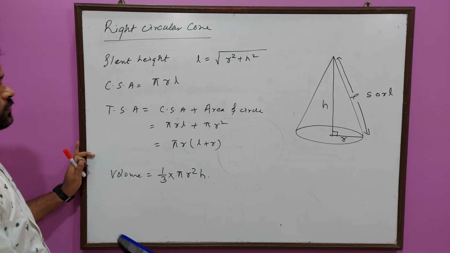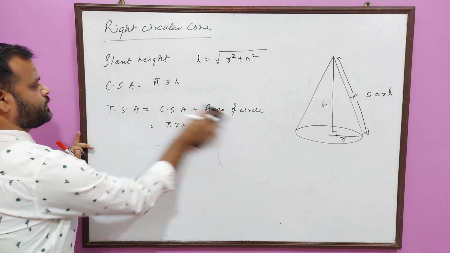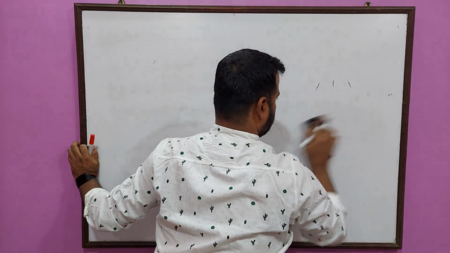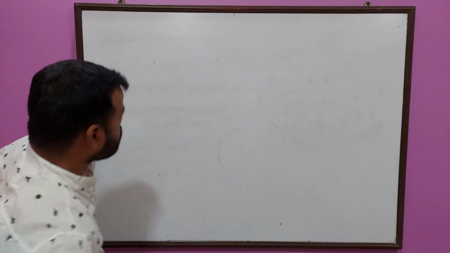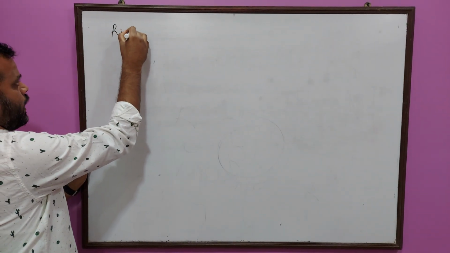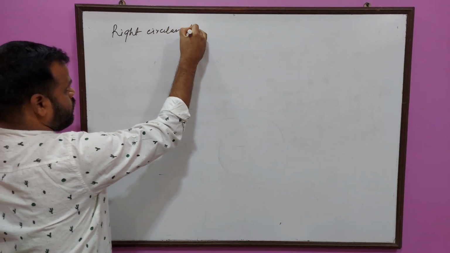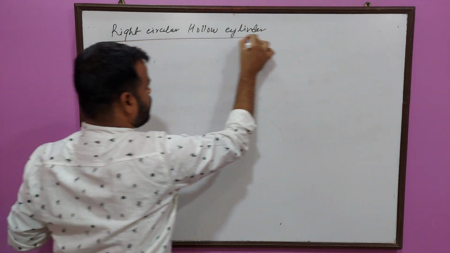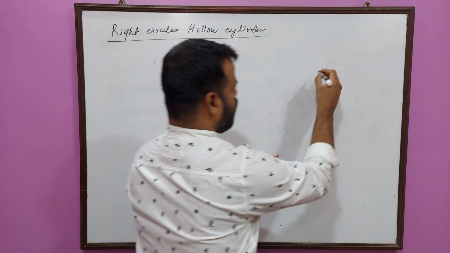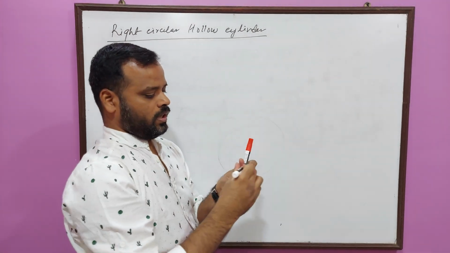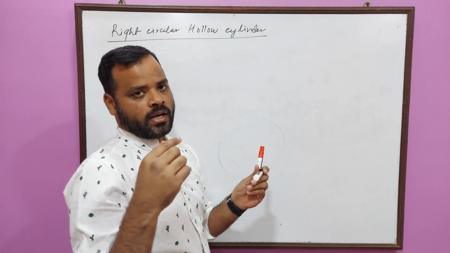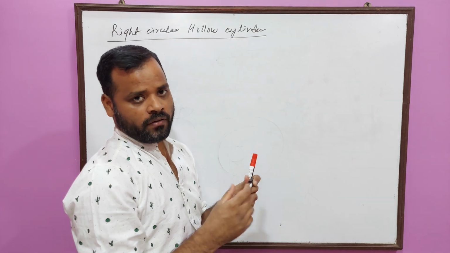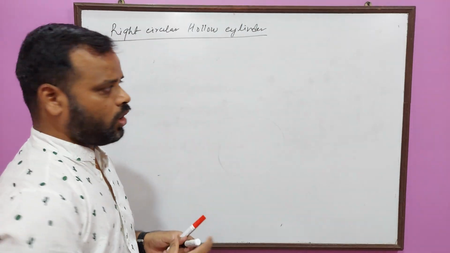Now we will go through the right circular hollow cylinder. We get most of the questions from here only. Hollow means the gap is throughout. When the refill is finished, it gives a hollow cylinder, or the bamboo is a hollow cylinder.